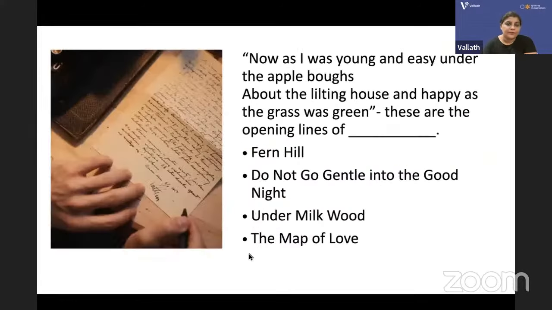Great. Now, "As I was young and easy under the apple boughs, about the lilting house and happy as the grass was green," these are the opening lines of, is it Fern Hill? It is by Dylan Thomas. But which poem? Is it Fern Hill, Do Not Go Gentle into That Good Night, Under Milk Wood, or The Map of Love?